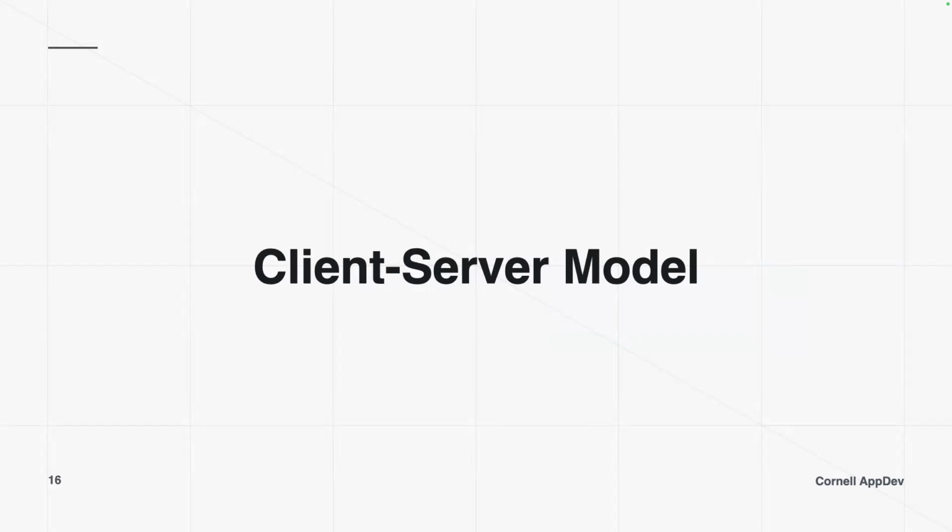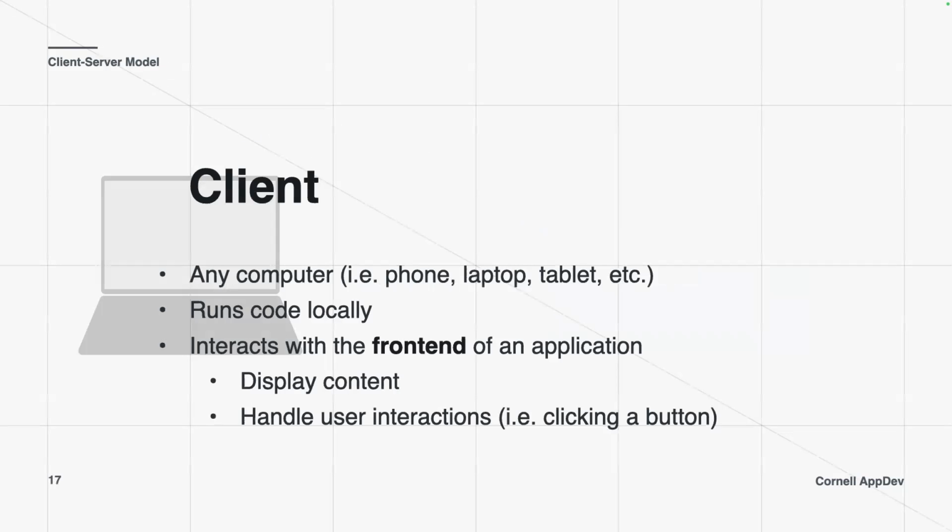As a first question, does anyone know what that is already? Raise your hand if you do. Okay, that's totally cool. Basically, the client server model is the user interacting with the server, and then the server giving the user back information, right? The client is essentially any computer, like a phone, laptop, or tablet, that is running your code locally. And this essentially interacts with the front end of your application.